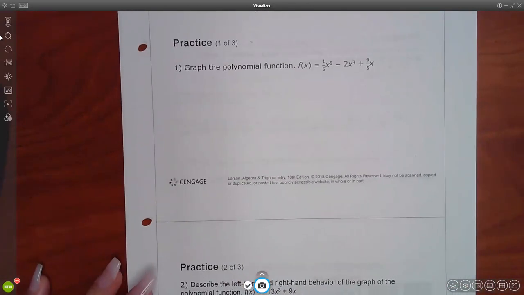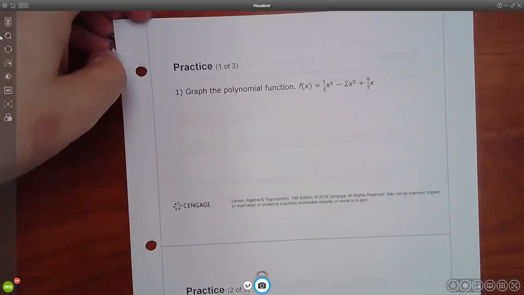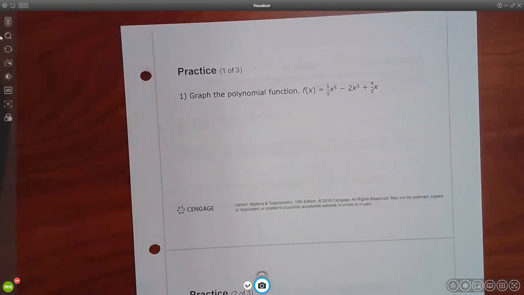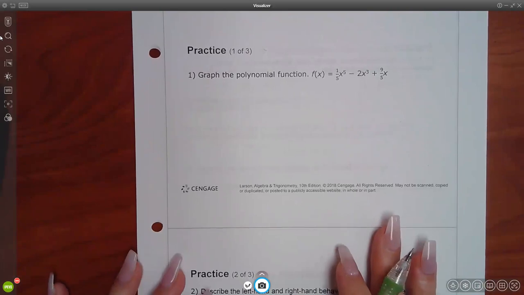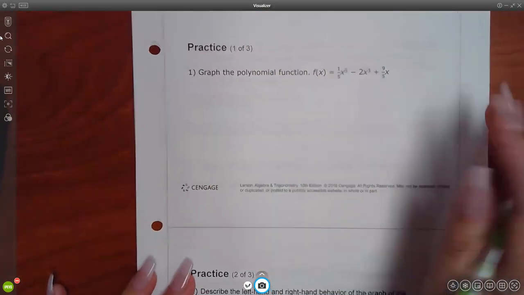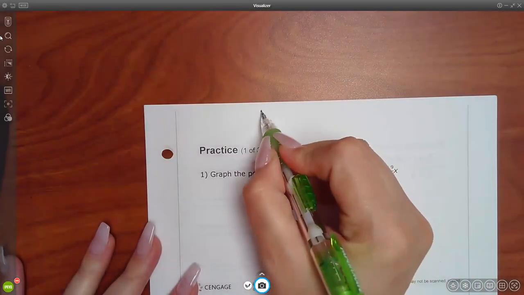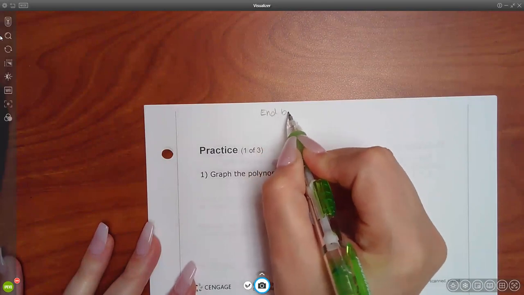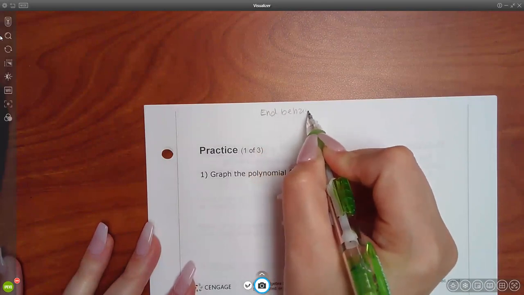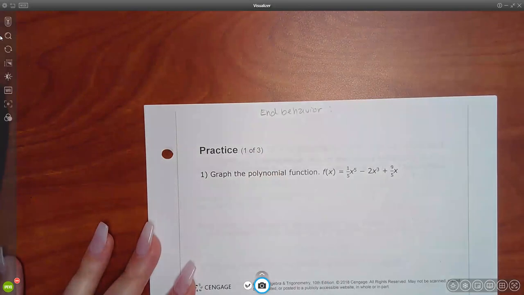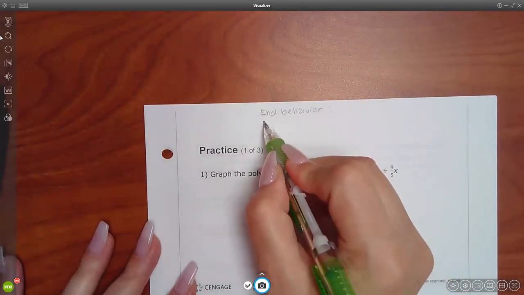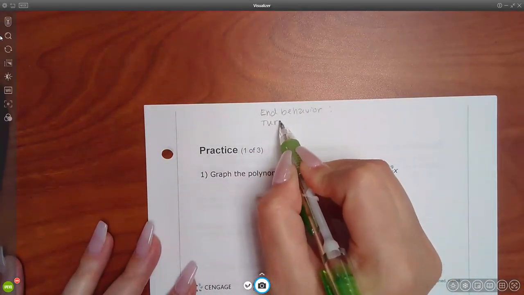So finally we get to practice problems. And they want us to graph this. The only thing we know so far, this is it. We can tell you what the end behavior is going to look like. So that's one thing I know how to do. We can tell you how many turning points there's going to be.